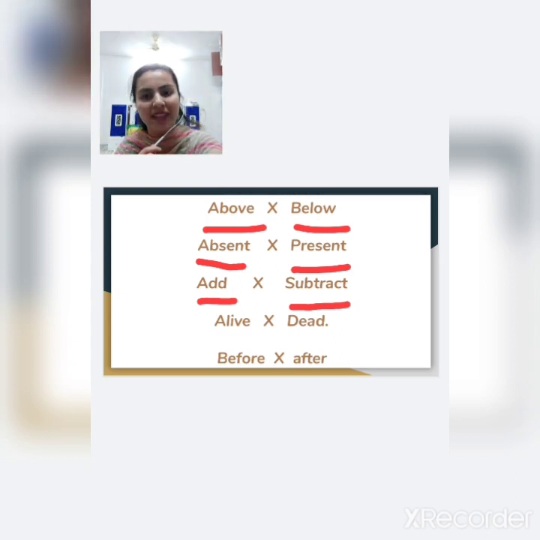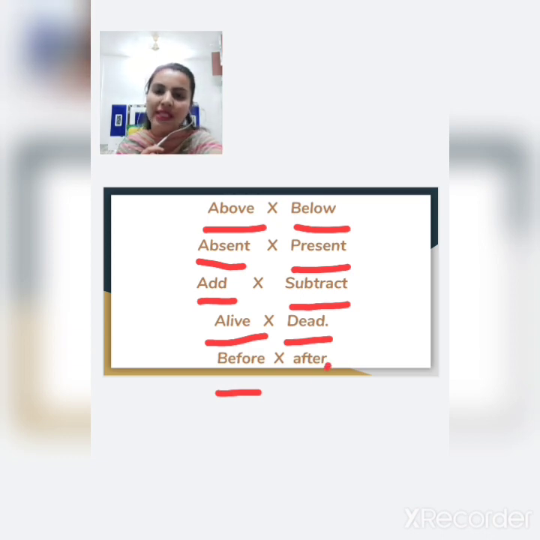S-U-B-T-R-A-C-T, subtract. Next is alive. A-L-I-V-E, alive. And the opposite of alive is D-E-A-D, dead. Next is B-E-F-O-R-E, before, and the opposite of before is after. Repeat once again.